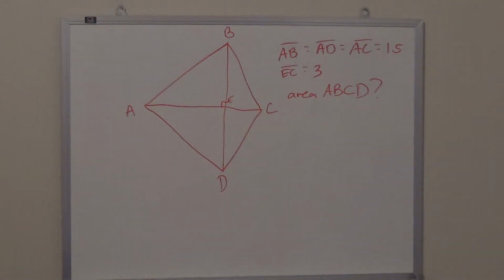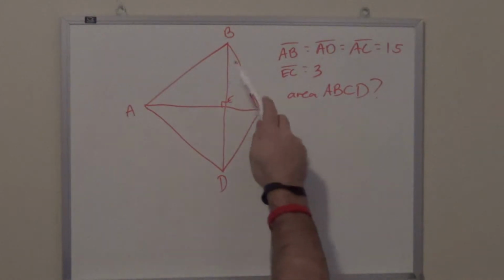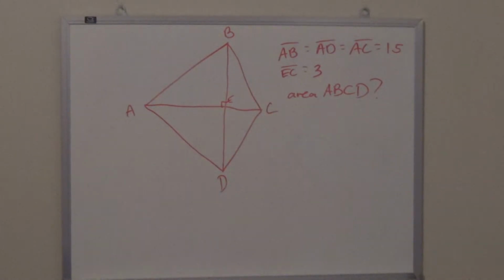AB, AD, AC are all equal, and they are all equal to 15. This little piece is equal to 3, and it's just looking for the area of the entire thing. So, doesn't look too bad. Want to see what you can do with it? We'll pause the video, come back, and we'll solve it together.